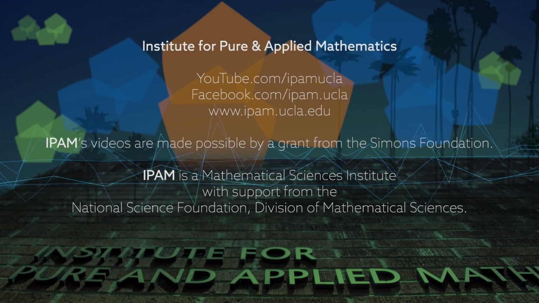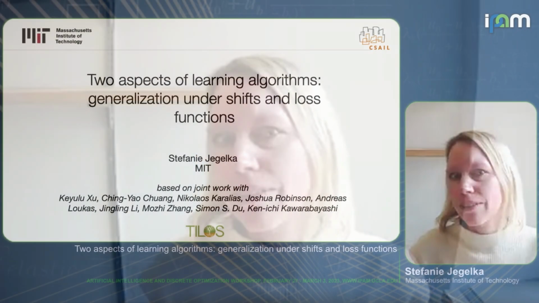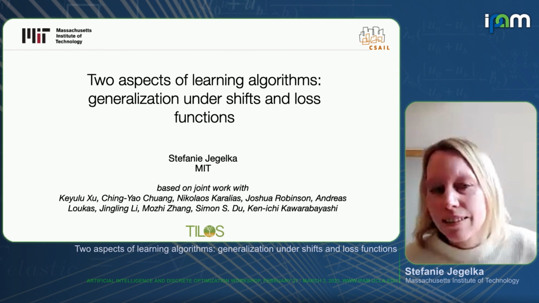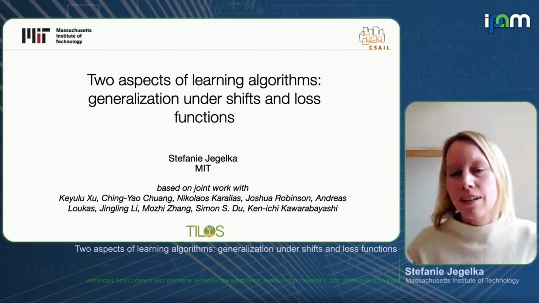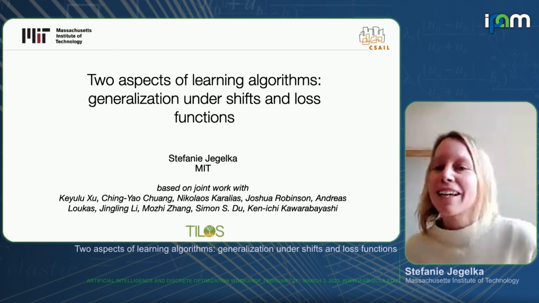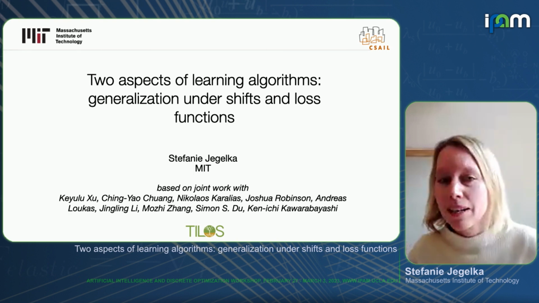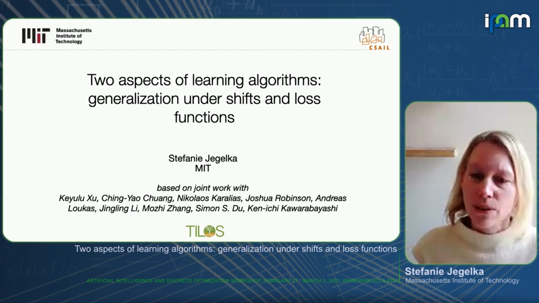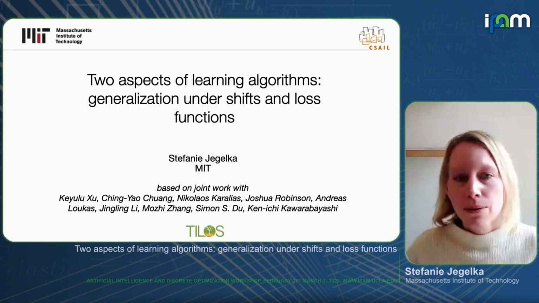So yeah, what I'll talk about today is, I think, related to several of the talks that we've seen, but maybe more on a toy setting. And it's basically some thoughts on how we could maybe start analyzing how machine learning algorithms that learn algorithms would generalize under distribution shifts, and some thoughts on loss functions.